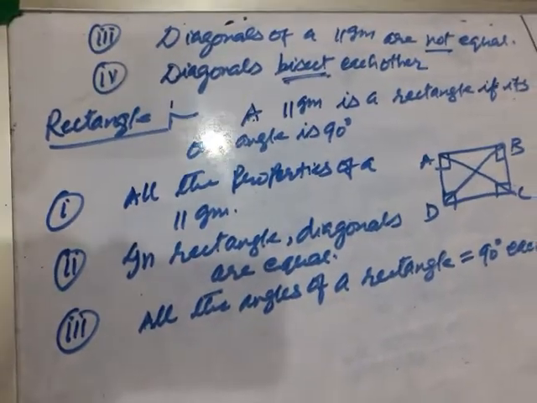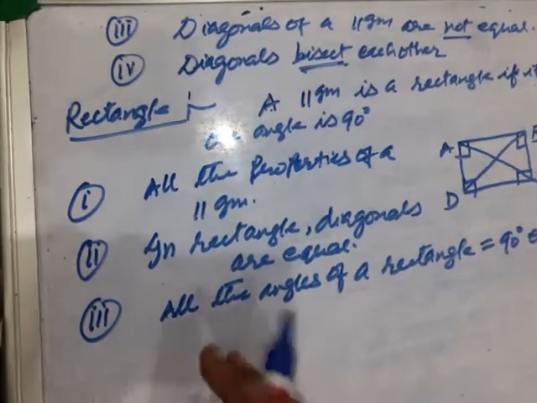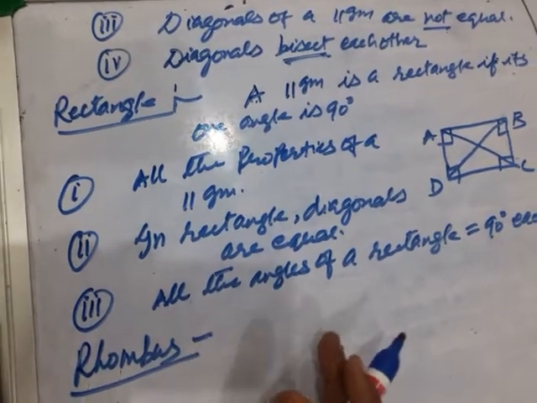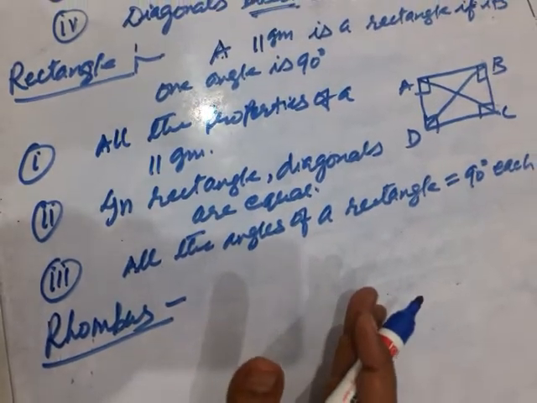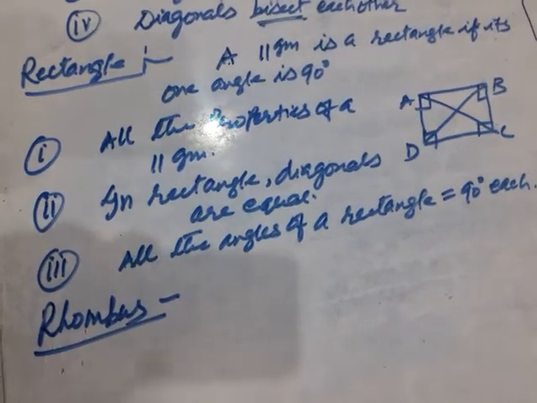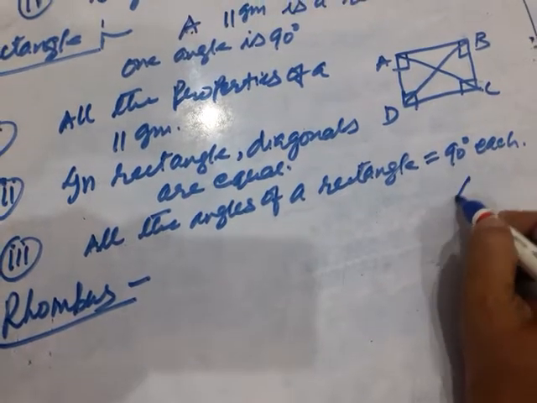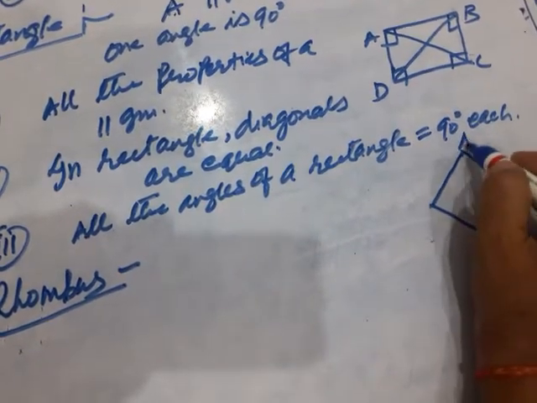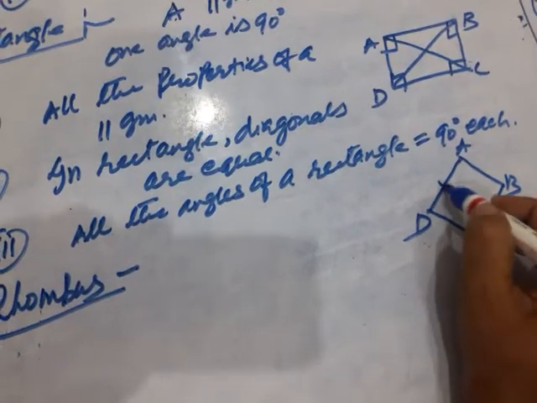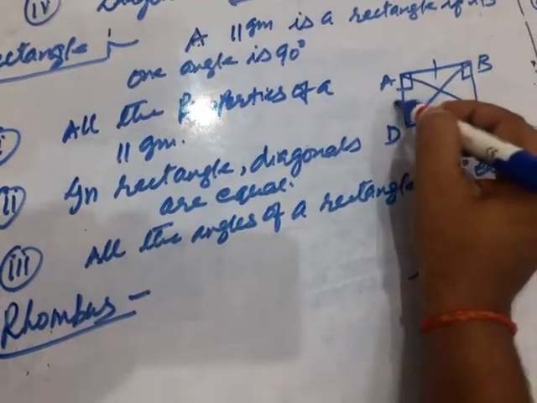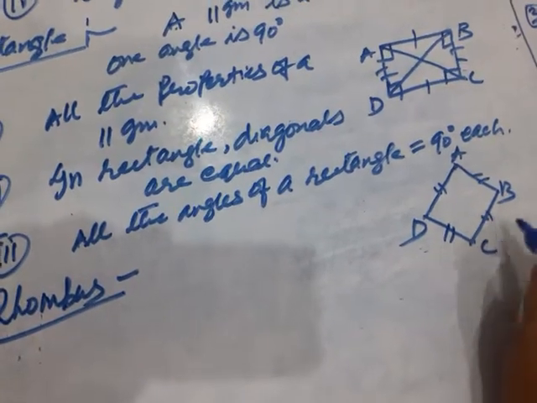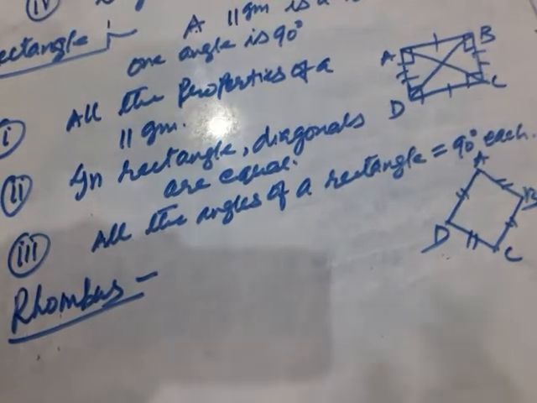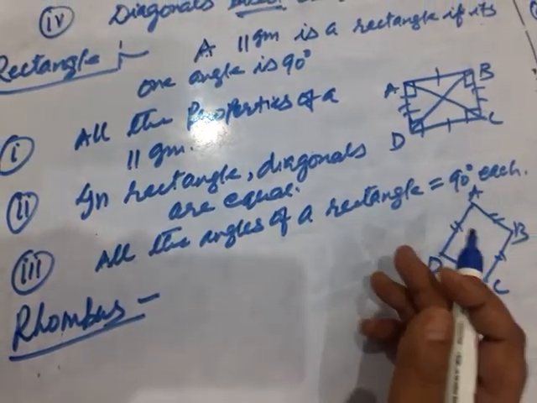Now let us see another specific quadrilateral, that is called a rhombus. A rhombus is also a parallelogram. Clear? This is another type of parallelogram, so it holds all the properties of a parallelogram. Its shape is like this, children. This is a rhombus. Let it be A, B, C, D. Here all the four sides are equal. This side is equal to this side, equal to this. Clear? And diagonals are not equal, sometimes may be equal.